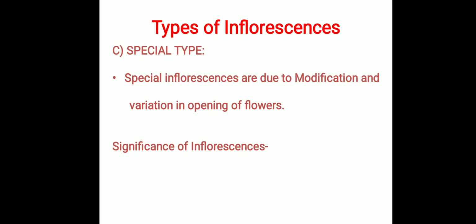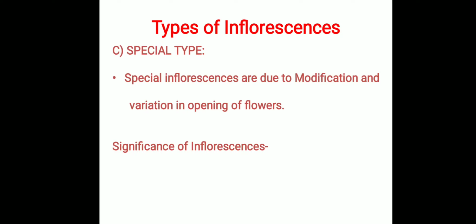Then the last part, significance of inflorescences, how it is useful for the plant. First significance, inflorescence forms a big attractive structure. Usually many flowers are grouped together to attract pollinating agents like insects. Second significance, many flowers are pollinated together in a single visit by pollinating agents like insects.